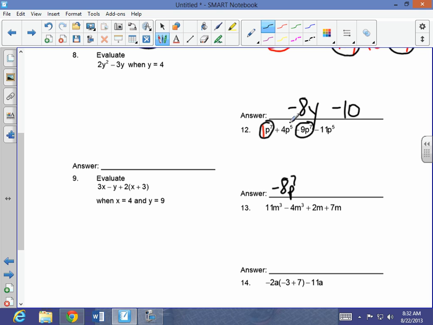P to the 7th and p to the 5th are not the same. So 4 minus 11 is minus 7 p to the 5th.